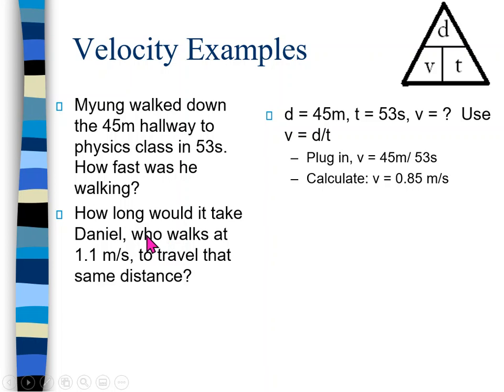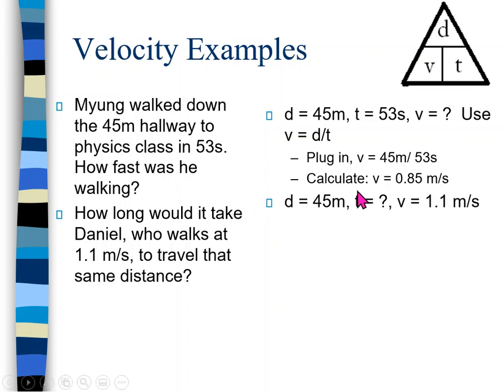And we're wondering how long it takes Daniel to travel this distance. So it sounds like we're looking for the time. We have 1.1 meters per second. That's the velocity. Oh, what's the displacement? I only got one number here. Wait a minute. All right, to travel that same distance. Oh, so we're going to use the same d as before. Okay, we're still going to use 45 meters.